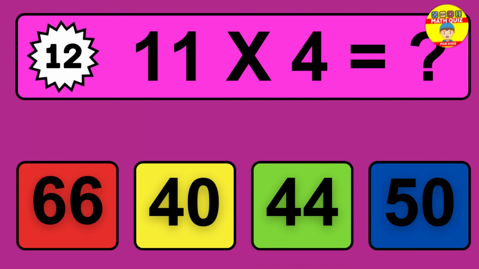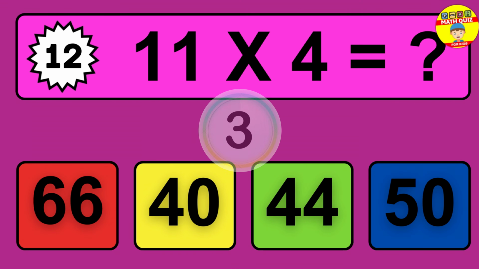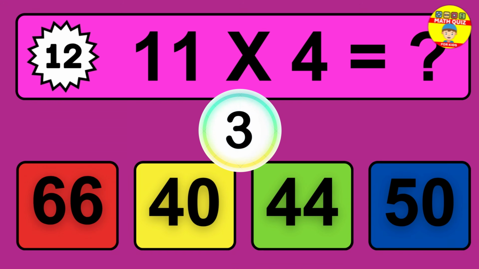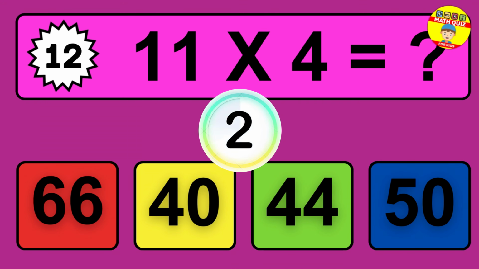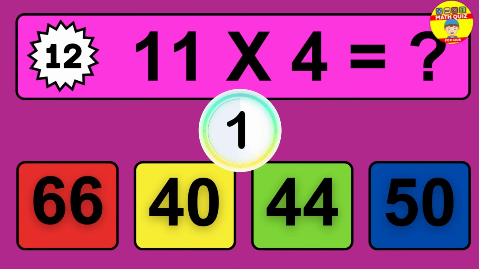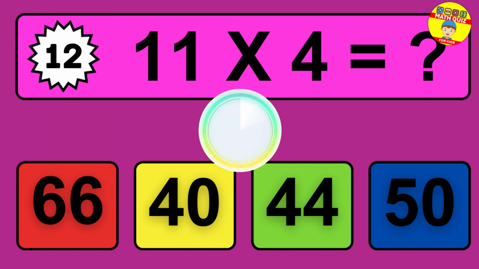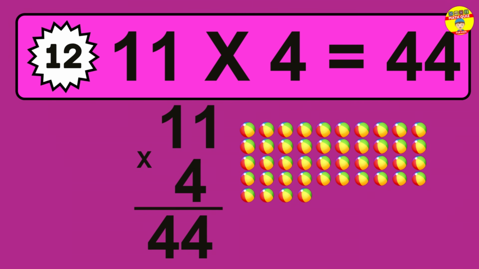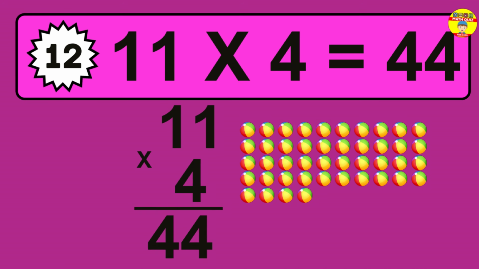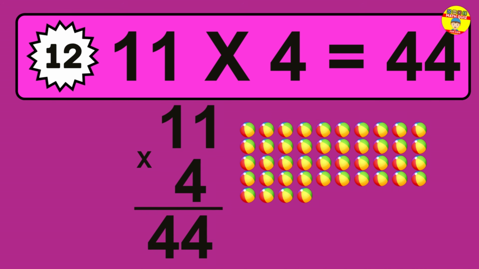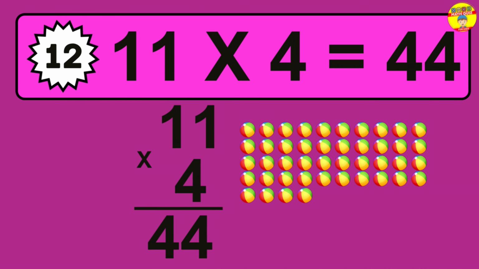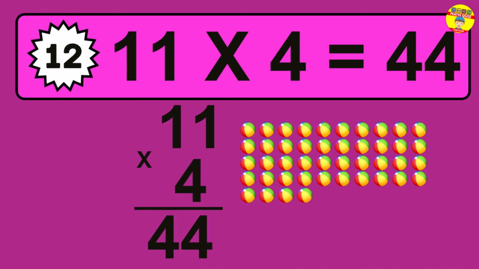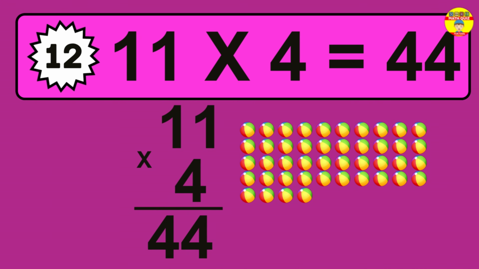Question 12. 11 times 4 equals what? So, the answer is 11 times 4 is 44. To calculate, we have 11 groups with 4 balls each one. So how many balls do we have? 44 balls.